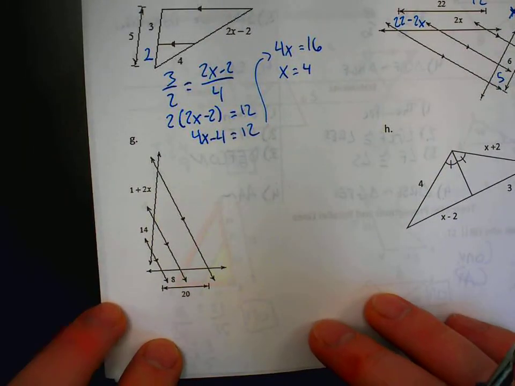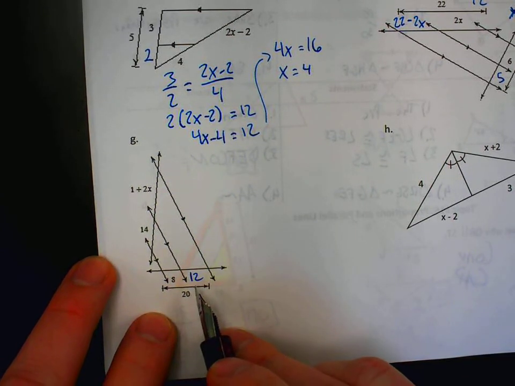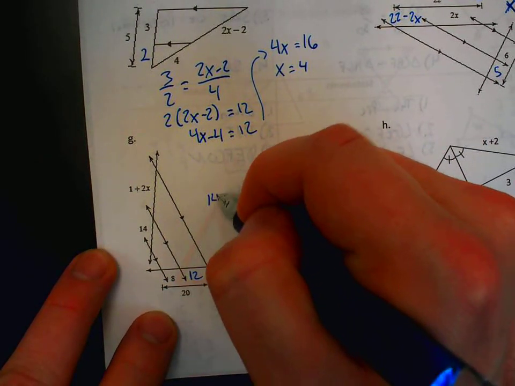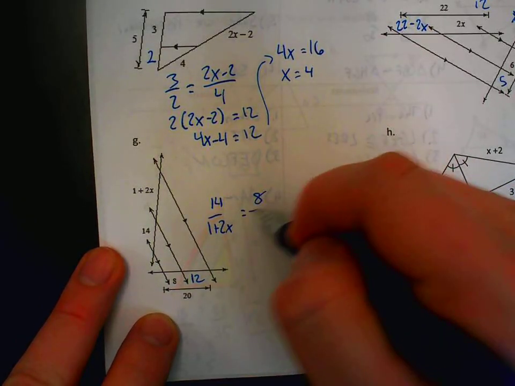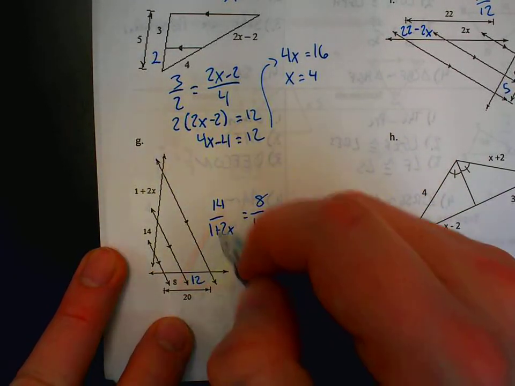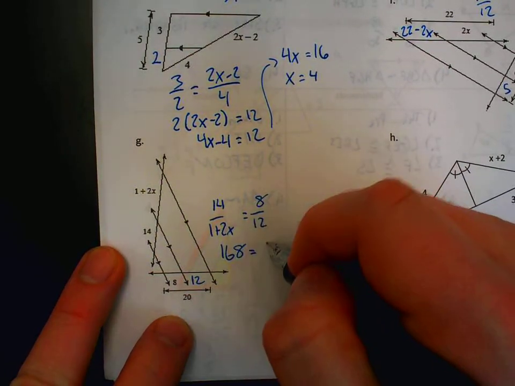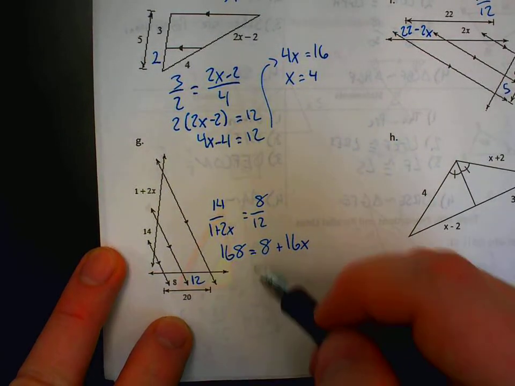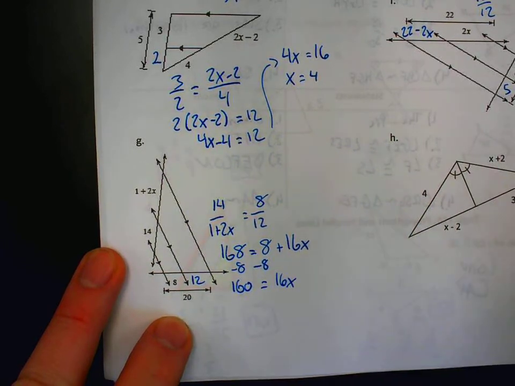G. To find the missing value here, I'll just subtract the 8 and the 20. Part over part equals other part over part. Cross multiply. 14 times 12 would be 168. The 8 has to get distributed to both. 8 times 1 would be 8, and 8 times 2x would be 16x. Subtract our 8 from both sides, and then divide by 16.